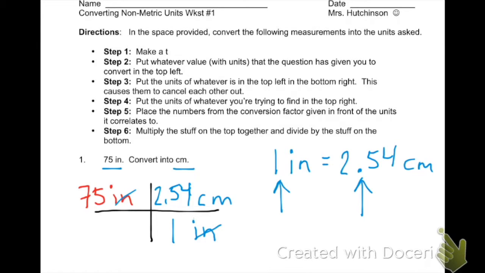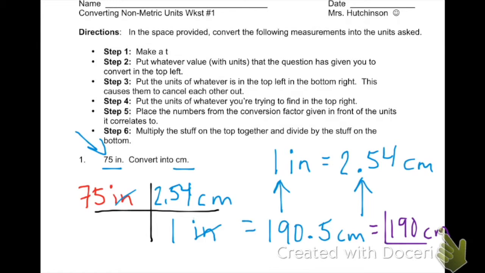And that's going to give us a value of 190.5 centimeters. Rounding to the appropriate significant figures, since we have two significant figures in 75, that means that we're going to round to two significant figures because we are multiplying. So we will get 190 centimeters. If you forgot how to do significant figures, please make sure that you review that video.